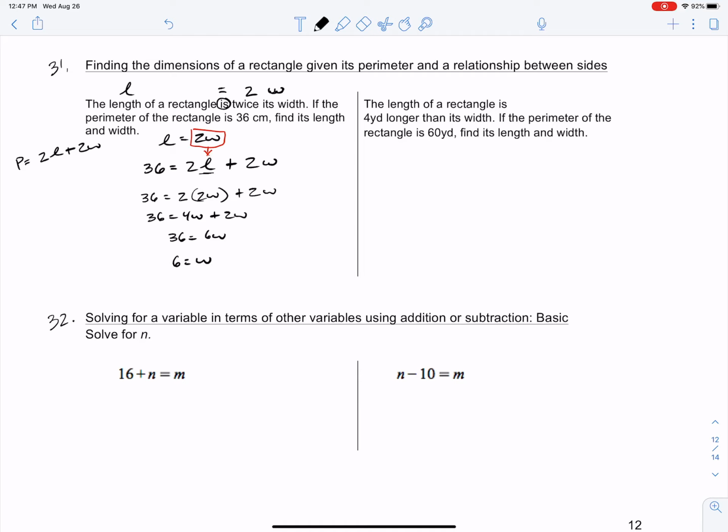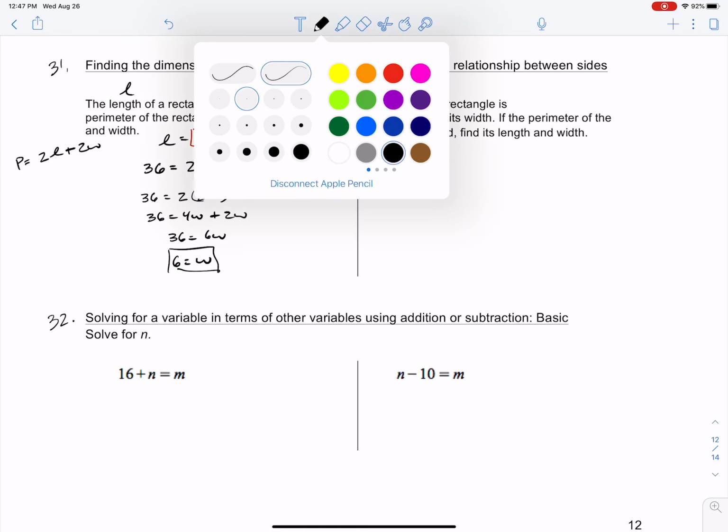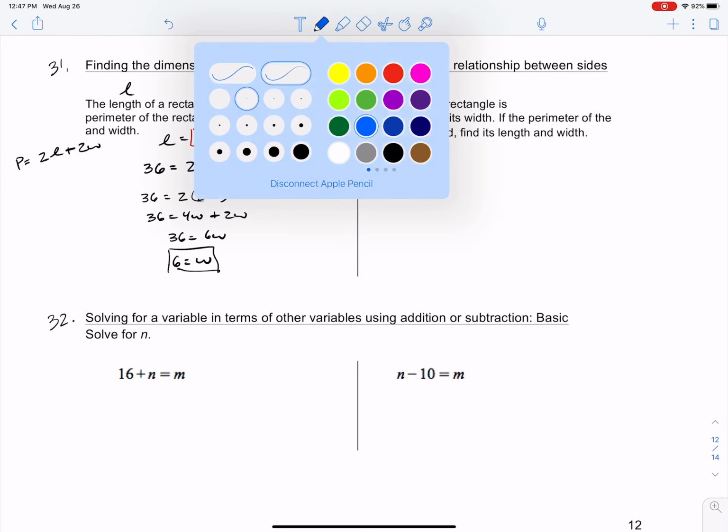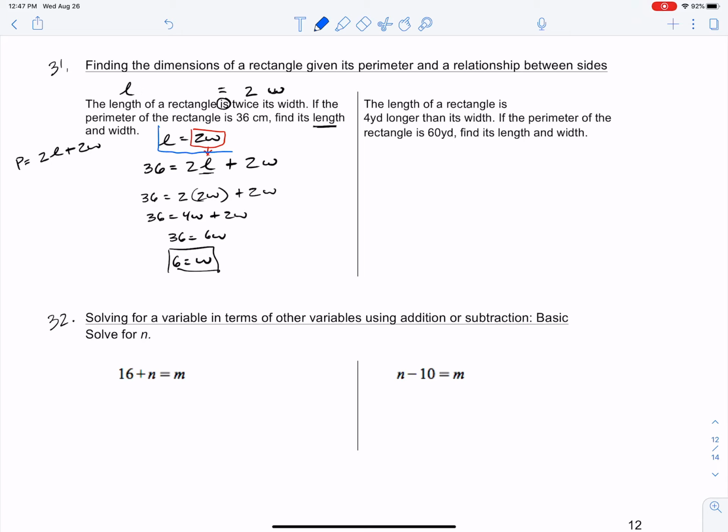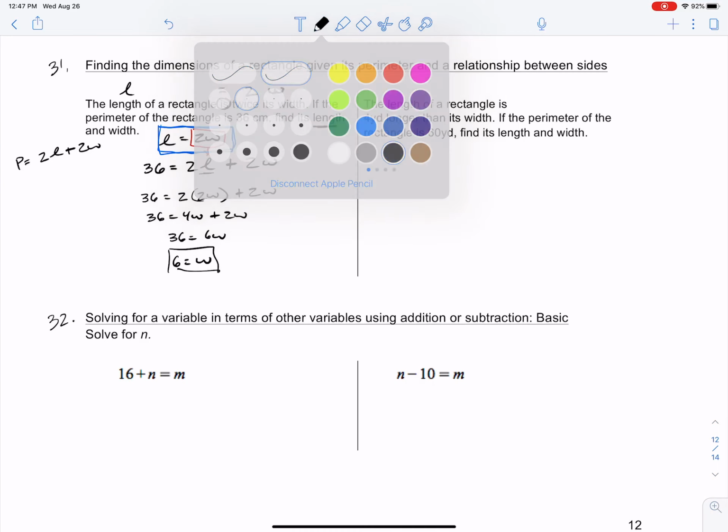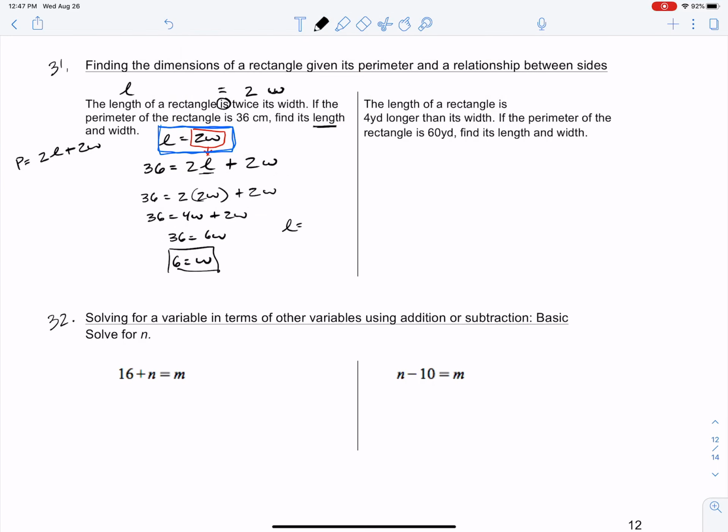But that's the width, right? It also says find the length. So we have a portion of what we needed. All right, we have 6. But we need to find the length. Well, I know the formula for the length because it gave it to me. Length equals 2 width. So let's plug that in there. Let's have L equals 2 times 6. My length equals 12. I am not done yet.